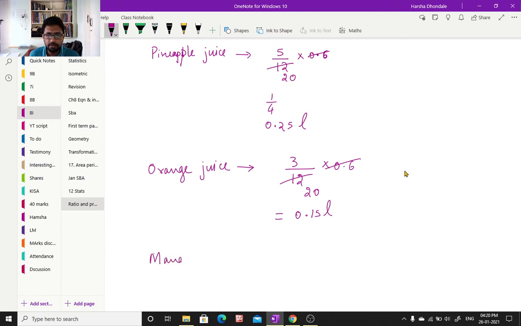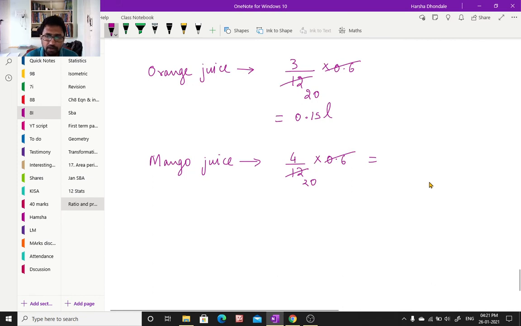And then finally, for the ratio 5 to 3 to 4, 4 out of 12 is mango. Mango will be 4 out of 12 of the 0.6 liters. And then 4 by 20 is 1 by 5, and how much is 1 by 5? It is 0.2 liters. So here you go, you got your solution.